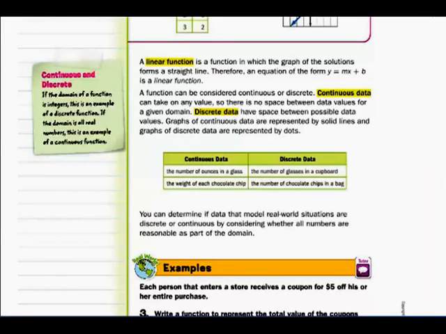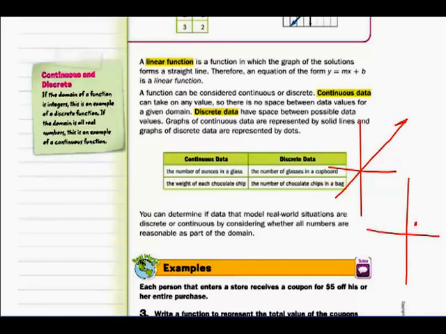So something that looks like this, your axis, this would be continuous data, right? There's no dots in here. If I were doing discrete data, it means that I could only have 1 glass, 2 glasses, 3 glasses, 4 glasses, that kind of thing. There would be holes in it. There would just be dots.